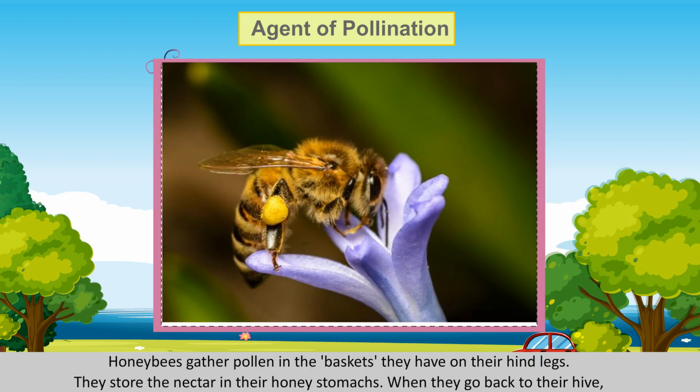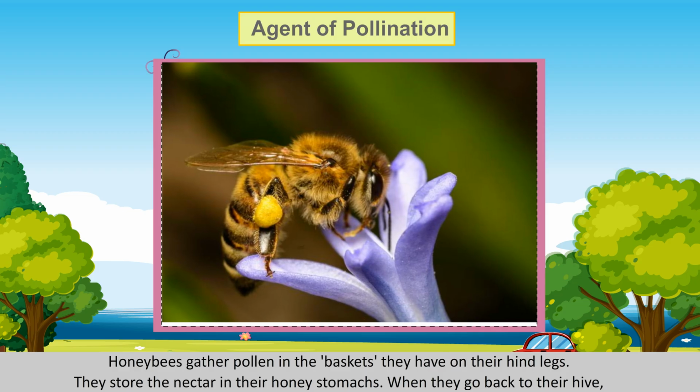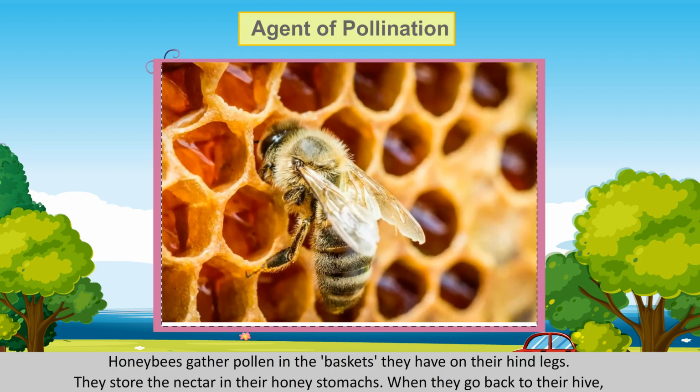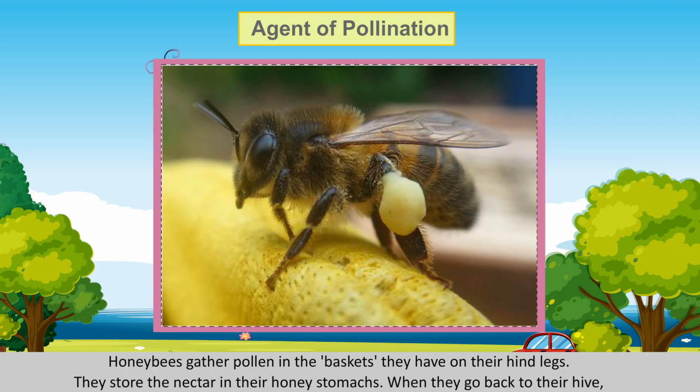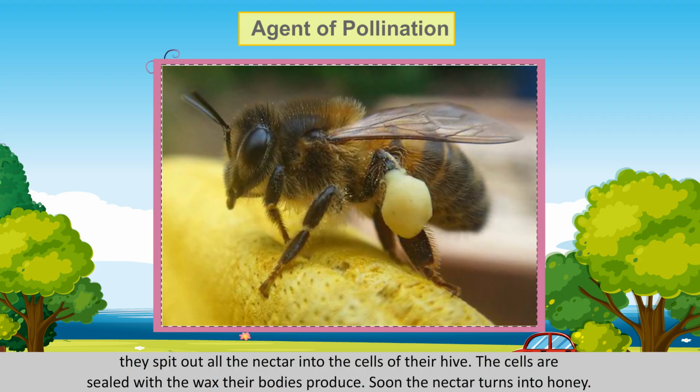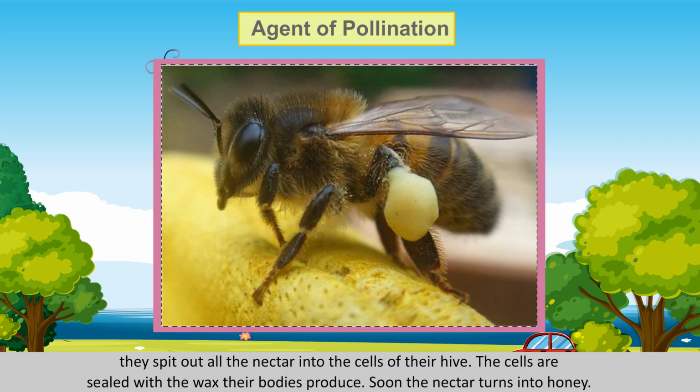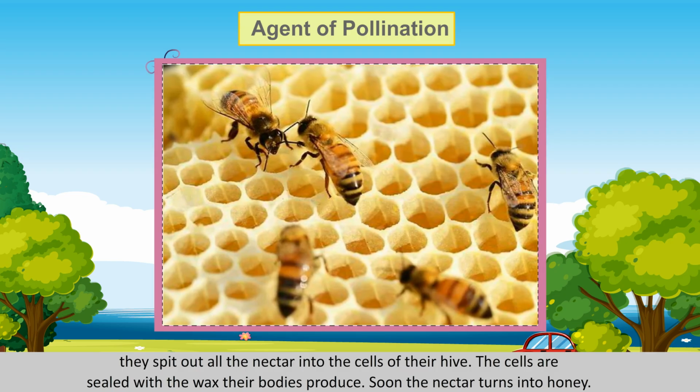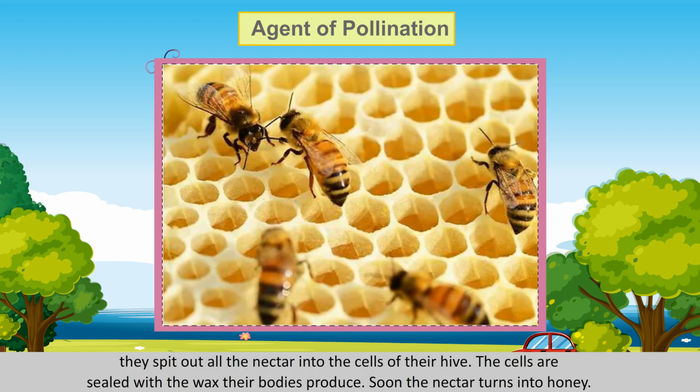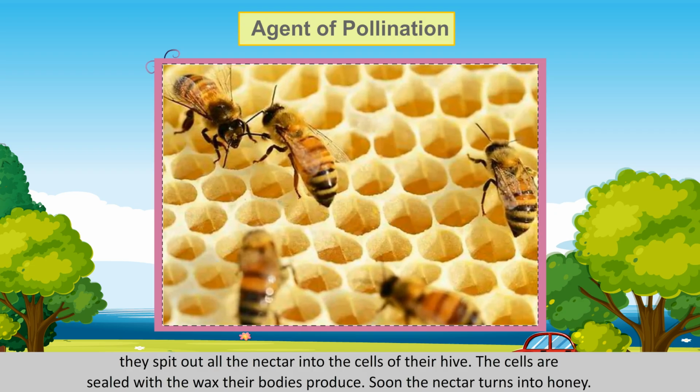Honeybees gather pollen in the baskets they have on their hind legs. They store the nectar in their honey stomachs. When they go back to their hive, they spit out all the nectar into the cells of the hive. The cells are sealed with the wax their bodies produce. Soon the nectar turns into honey.